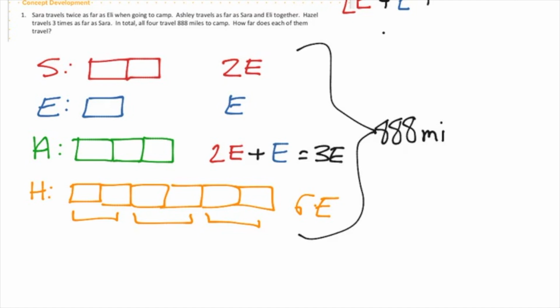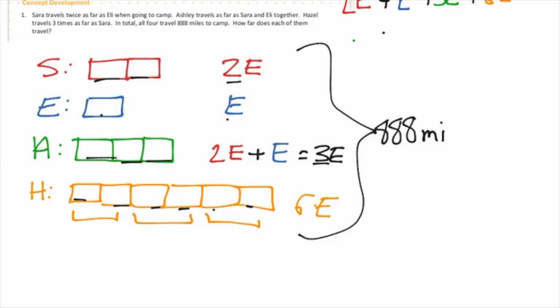We have Ellie is 1. If we look at this box, Ellie is 1. Sarah was 2 times that. Ashley is 3 of those boxes. Hazel is 6, right? 1, 2, 3, 4, 5, 6. Okay. So we're saying 3 times, let's make that green, 3 times whatever Ellie is. And then Hazel, who was 6 times Ellie.